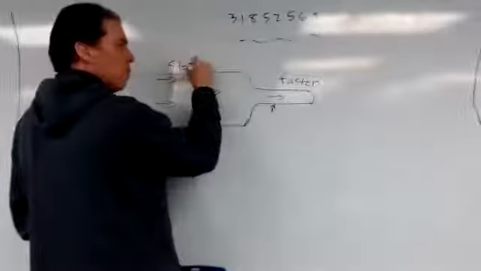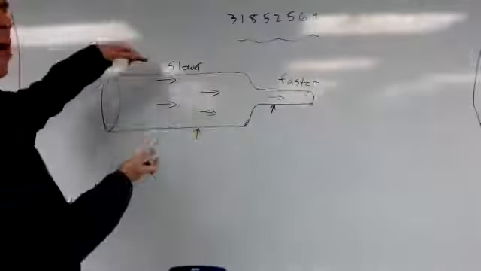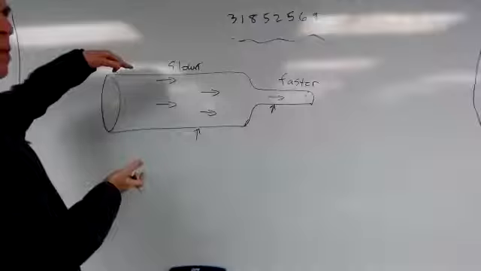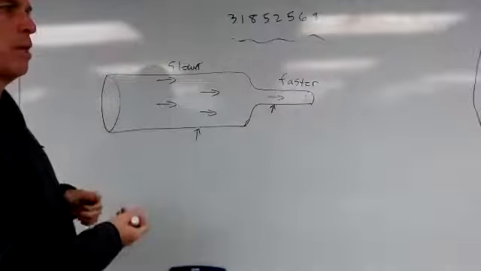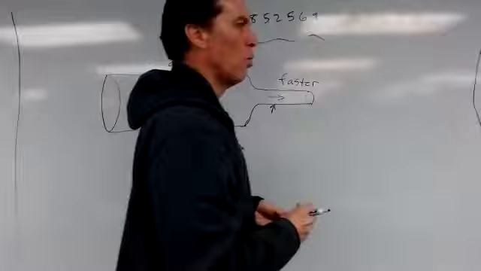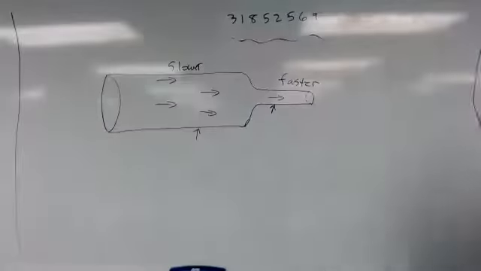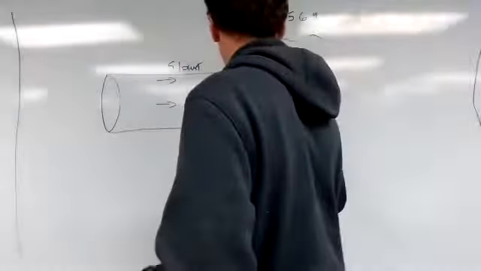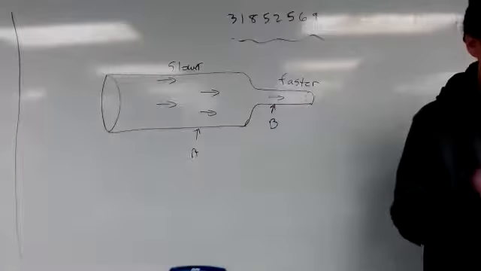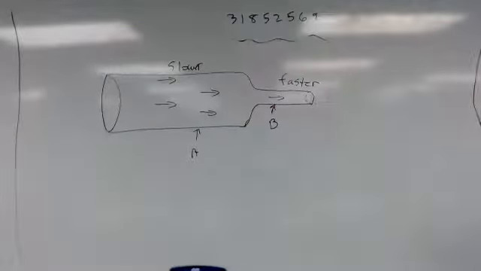And so since it's wider at A, the water at A is slower than it is at B. And so this is where A was. This is where B was. All right.